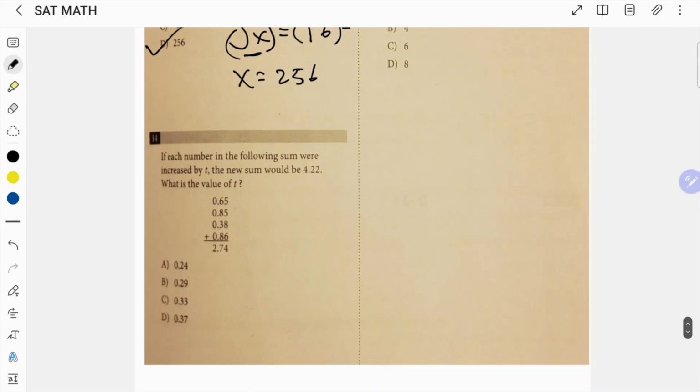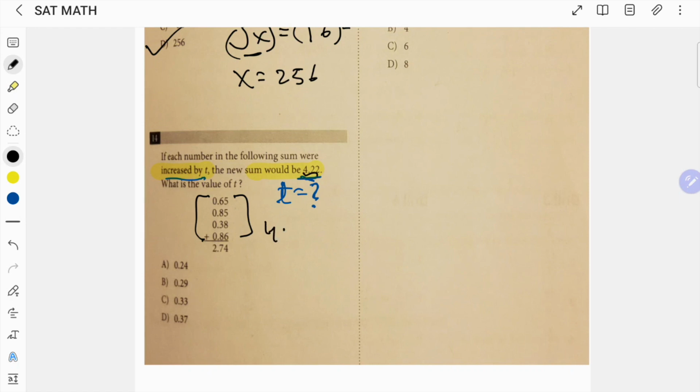Alright, moving on to the next question, we have: if each number in the following sum were increased by t, the new sum would be 4.22. What is the value of t? So here t is what we don't know, and t is the increase. Okay, so here we're given a sum. So these are the sum of the numbers, and this is the new sum if it were increased by t.